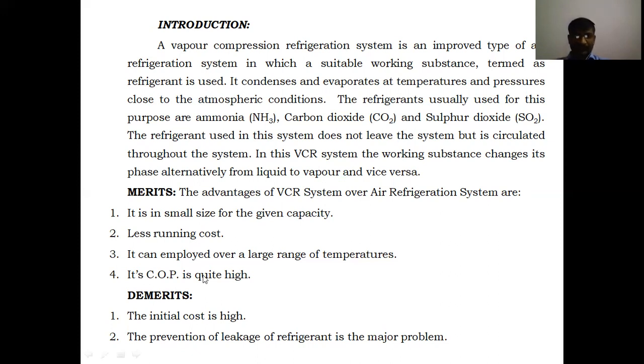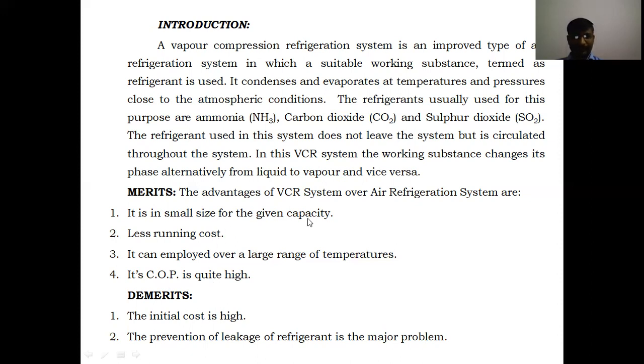Clear? Then its COP is quite high. This is the main advantage of the VCR system. That's why we are using the VCR system nowadays, because the COP is very high. COP means the refrigeration effect divided by the work input. That is, compared to the work supplied, the refrigeration effect produced by this VCR system is very high when compared to the air refrigeration system. For the air refrigeration system, it is almost near to 1 or less than 1, as we already saw in the earlier unit. But the COP of the VCR system is always greater than 1. Clear? These are the 4 advantages when compared to the air refrigeration system.